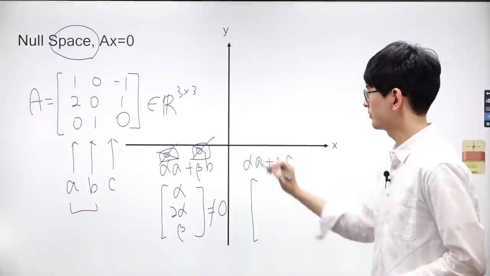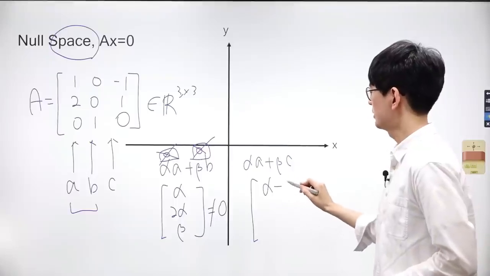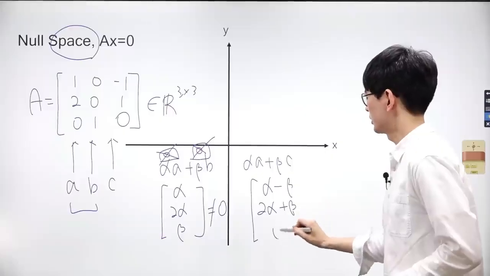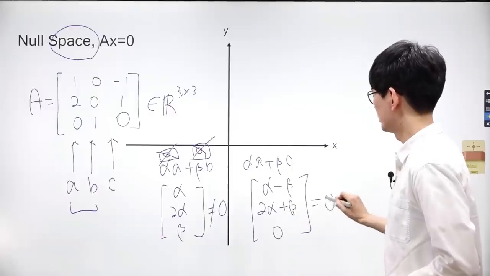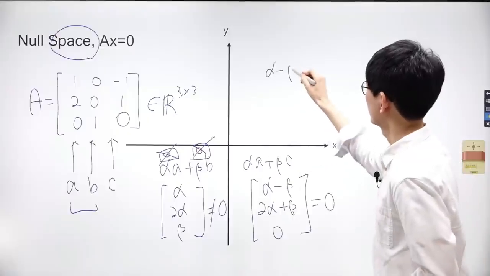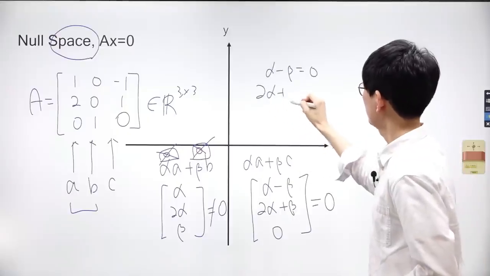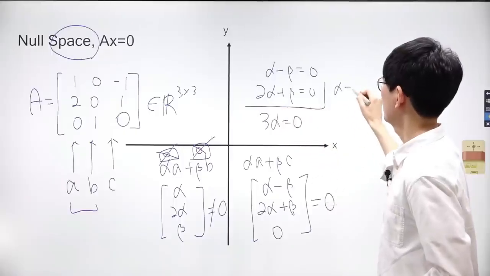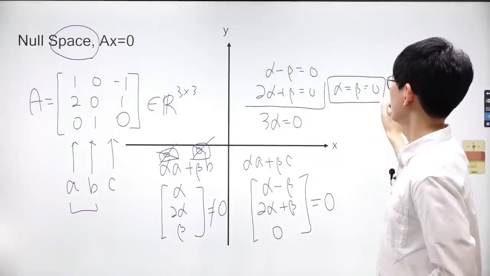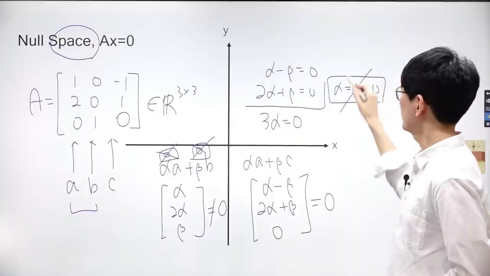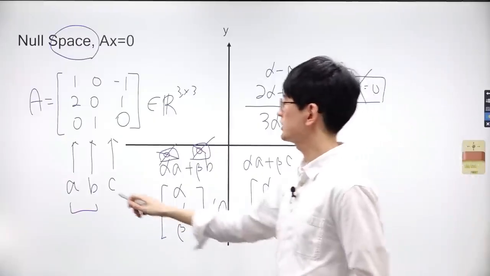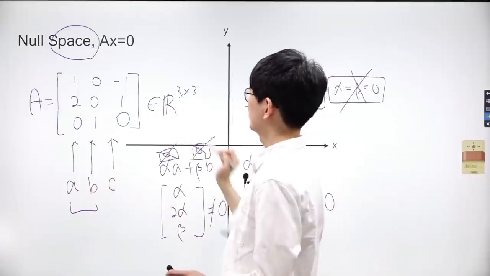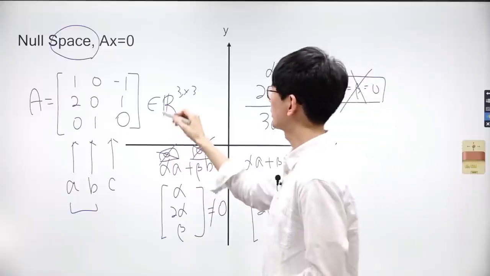Now what about vectors A and C? When we combine vectors A and C, we get alpha minus beta, 2 alpha plus beta, and 0. Is there a way to make this combination equal to 0? Well, setting alpha minus beta and 2 alpha plus beta equal to 0 gives us 3 alpha equals 0 when we add the equations together. This means that both alpha and beta must be 0. Consequently, 0 and 0 is the only combination of alpha and beta that results in a linear combination of 0, confirming the linear independence of vectors A and C.